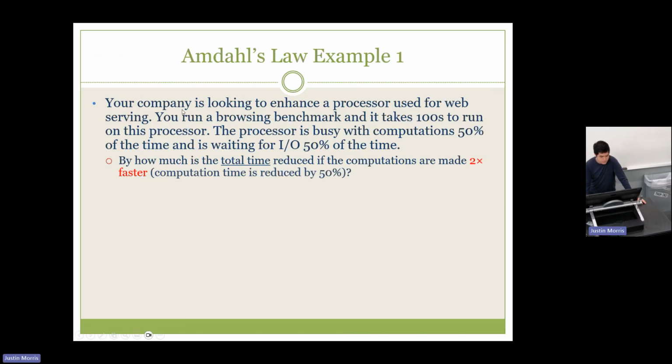So here is an example. A company is looking to enhance a processor for web serving, and you're running a benchmark that takes 100 seconds to run on the processor. The processor is busy with computation 50% of the time, but waiting for input output 50% of the time. So by how much is the total time reduced if the computations are made 2 times faster?